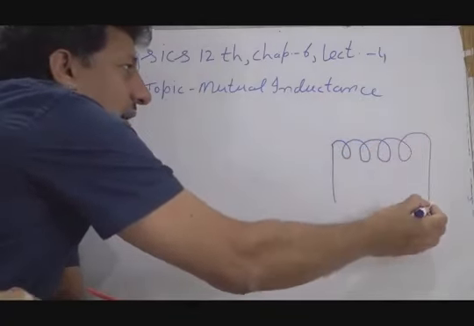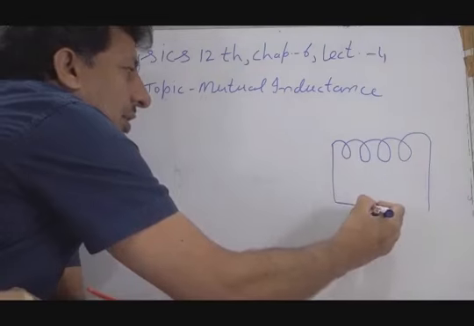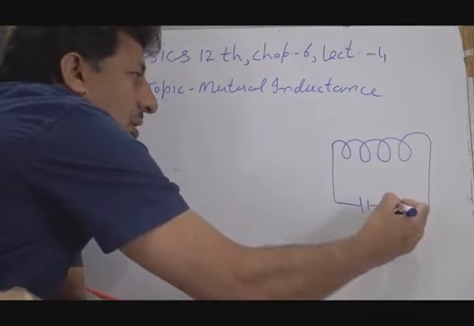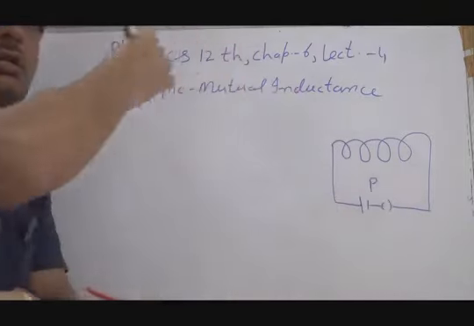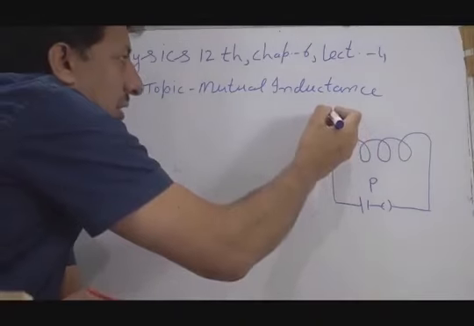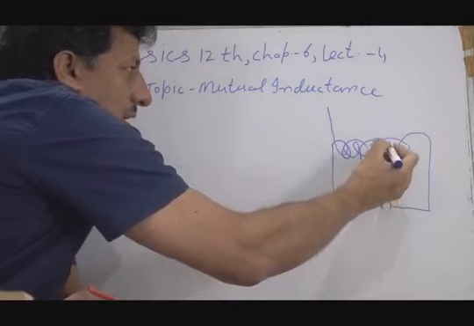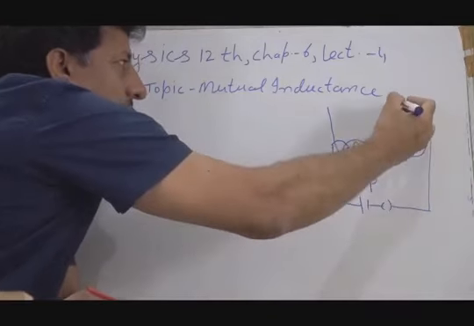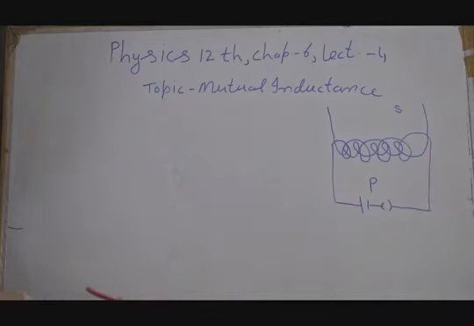It is a coil. Supply is connected. This coil is called primary. Now secondary. This one is secondary. In primary we can connect a DC supply or AC supply.